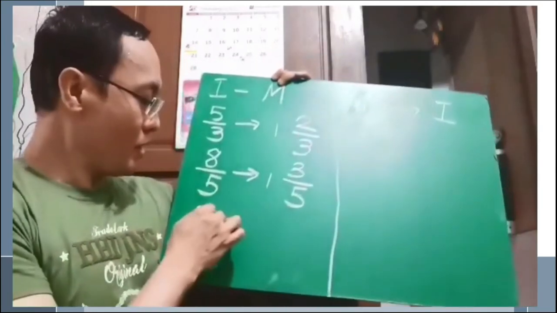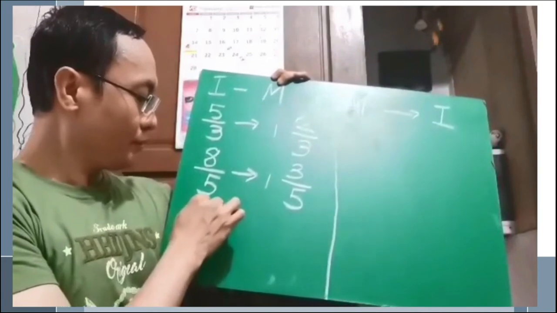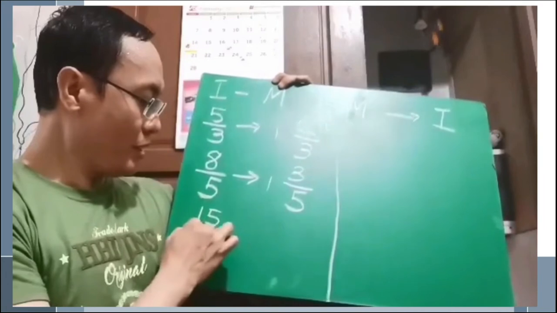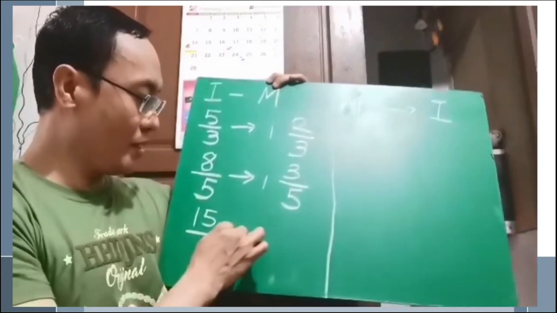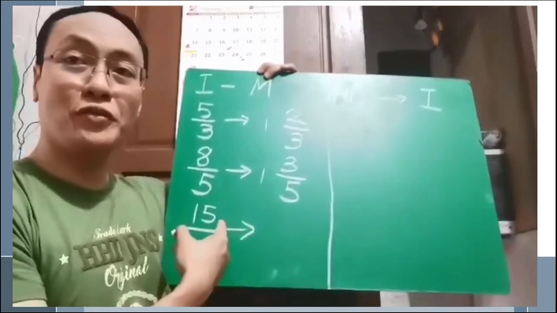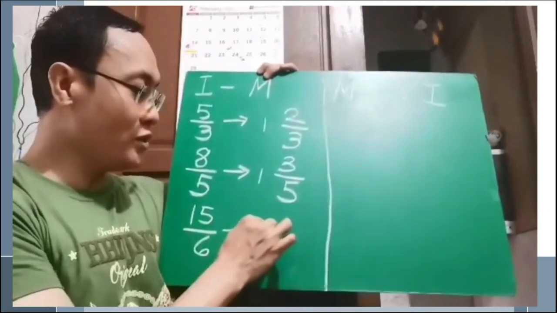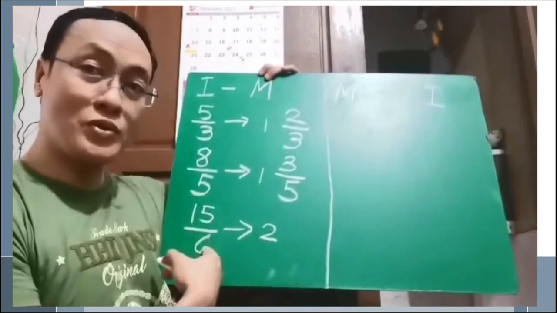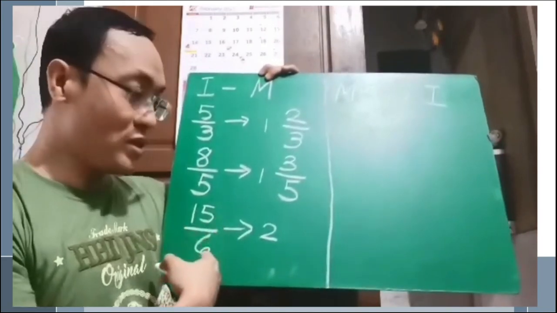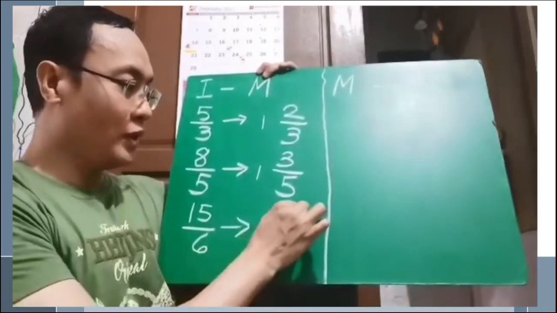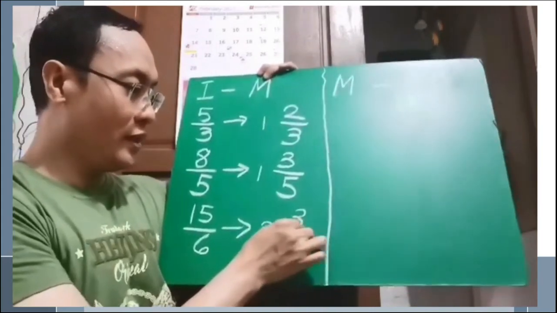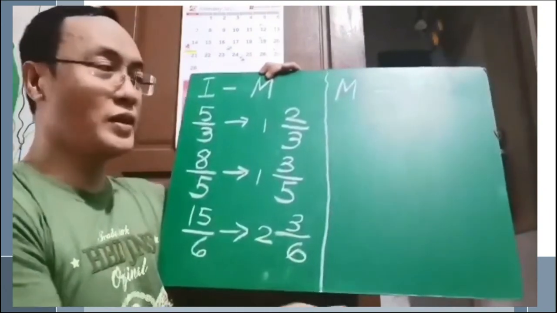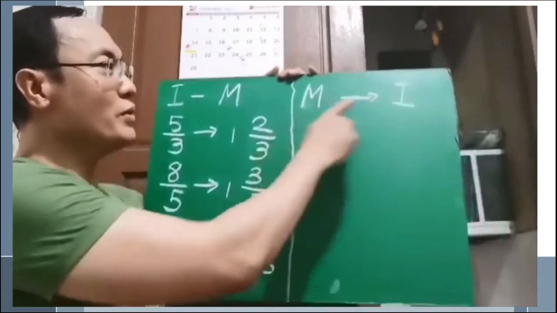Okay, another example. How about 15 over 6? Okay. How many 6 are there in 15? So there are 2. How many remain? So 2 times 6 equals to 12. So 15 minus 12 is equal to, okay, that's 3. Then copy denominator, 6. Okay. How about changing mixed number to improper fraction?